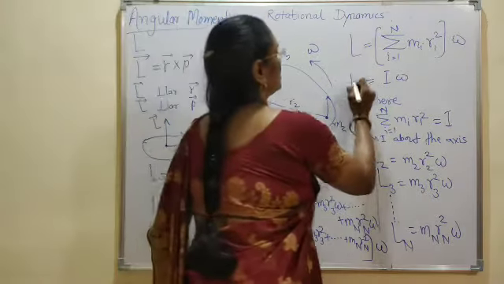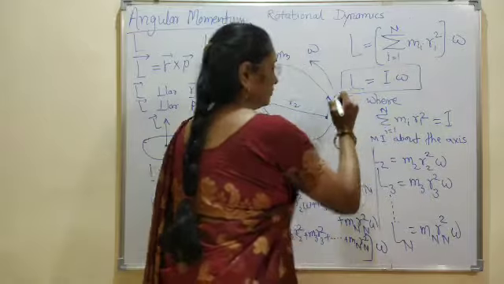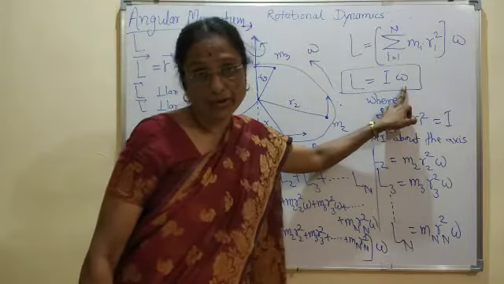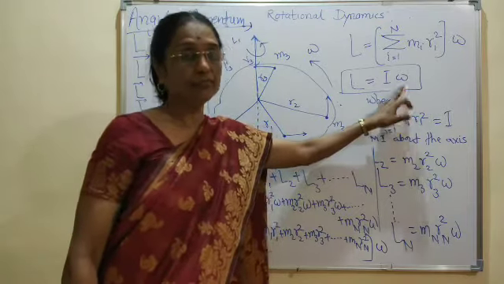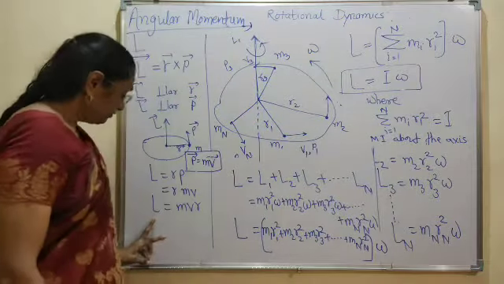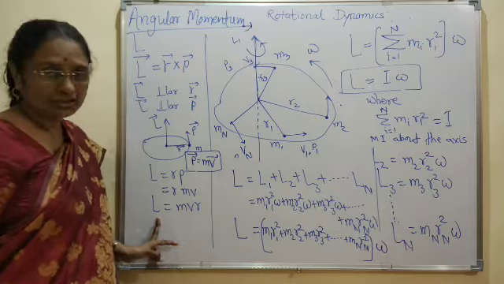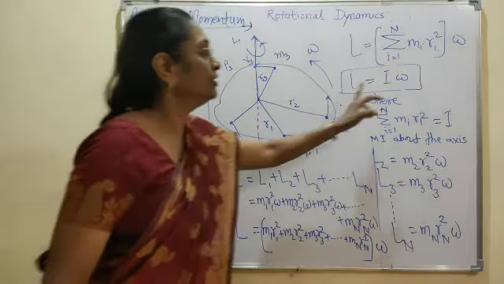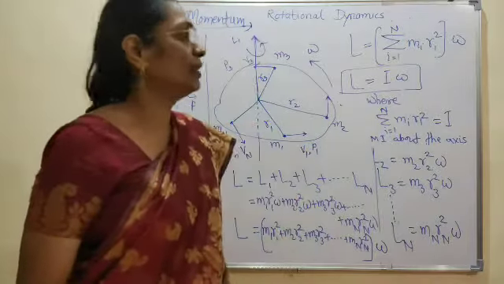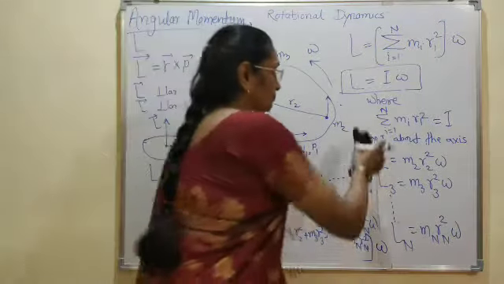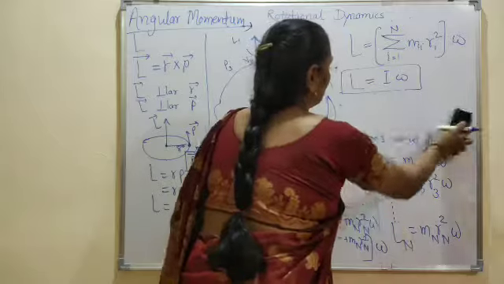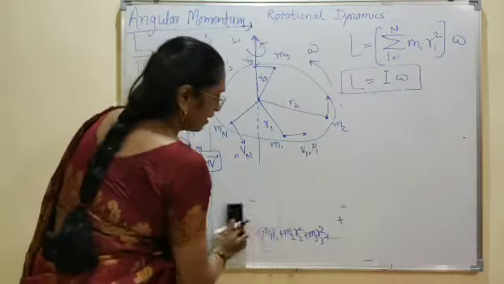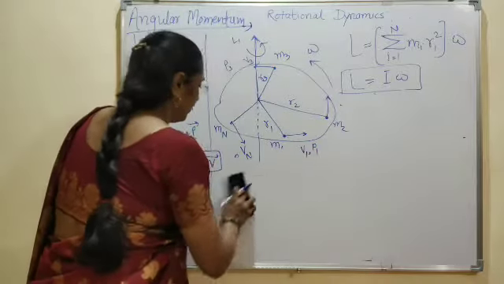So this is the expression for angular momentum in terms of angular velocity. In the basic point we had the relation for angular momentum in terms of linear velocity. It is now in terms of angular velocity. So here we have derived one expression.